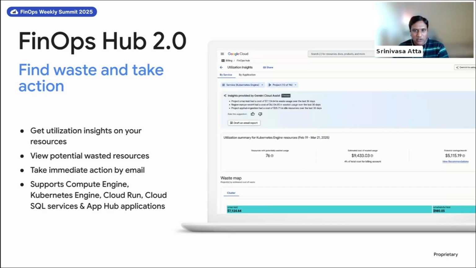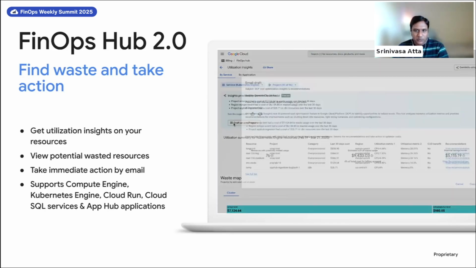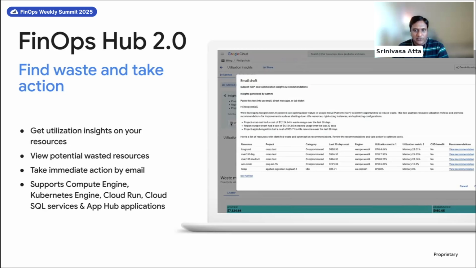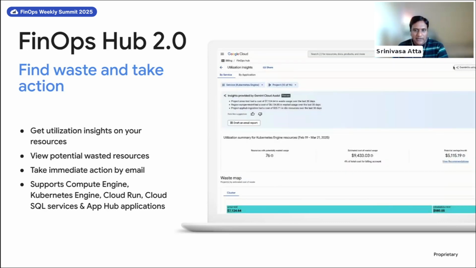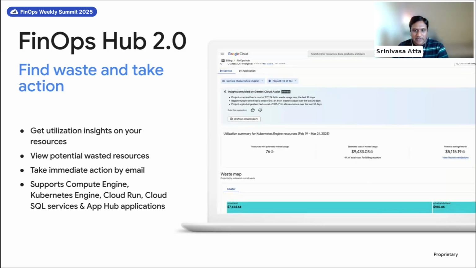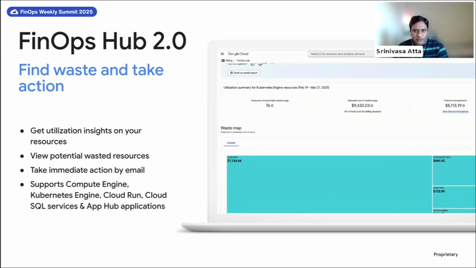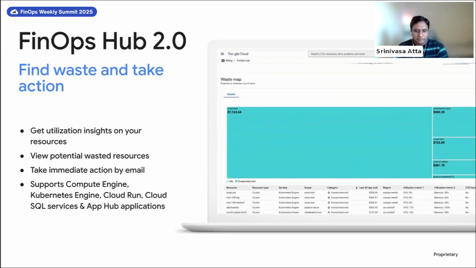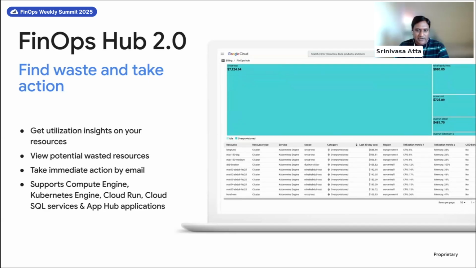But we don't stop there. We have Gemini directly integrated with FinOps Hub to take action on focused prioritization. Ask Gemini to analyze your entire billing account and identify the projects with the highest cost of waste. It'll dynamically refresh the waste map that you're seeing on the screen now, instantly highlighting where you should focus your attention first. And then you can summarize and send that email.